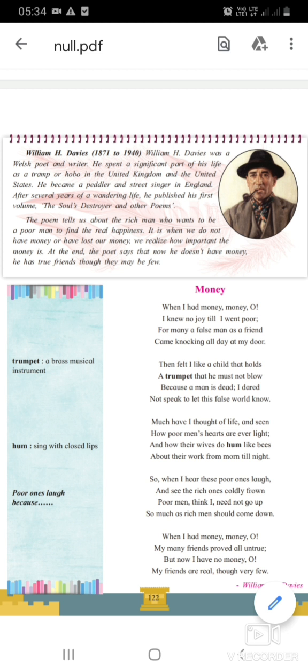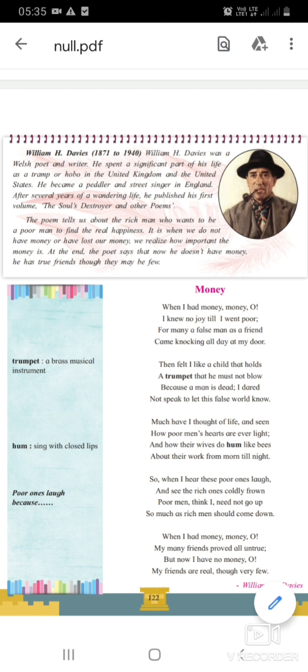Now, next stanza, third stanza, first line. Much have I thought of life and seen. See, much have I thought of life. In this line, have I, instead of that, what should be there? I have. Much I have thought of life. This word order will be the correct one. This will be a grammatically correct sentence. So, the figure of speech is inversion, where the poet has changed the word order for poetic effect. The correct word order is, much I have thought of life.